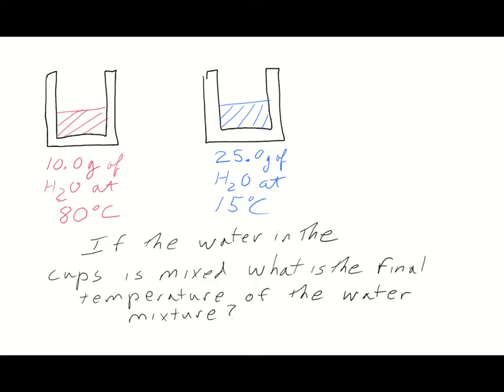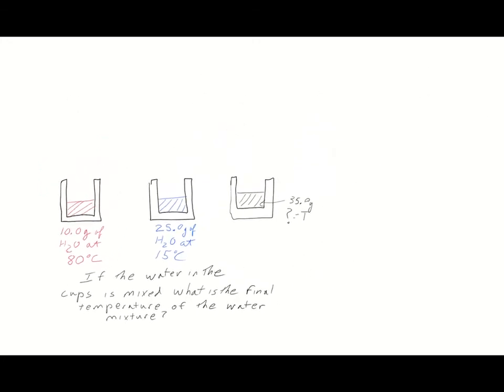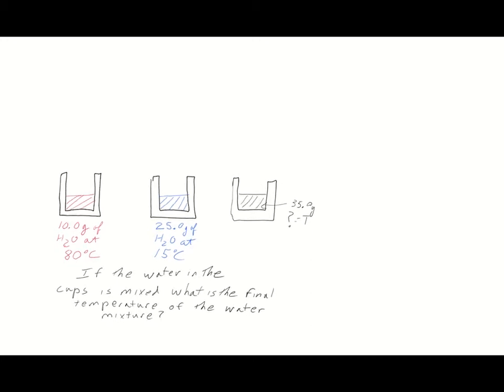How can we figure that out? Well, let's think about what's going to occur when we mix these two things. Our hot water is going to cool, and our cold water is going to warm, right? Our cold water will get warmer when we pour the hot water in it, and our hot water will get colder when we mix it with the cold water. Since it involves a change in temperature, it is going to involve my specific heat formula.